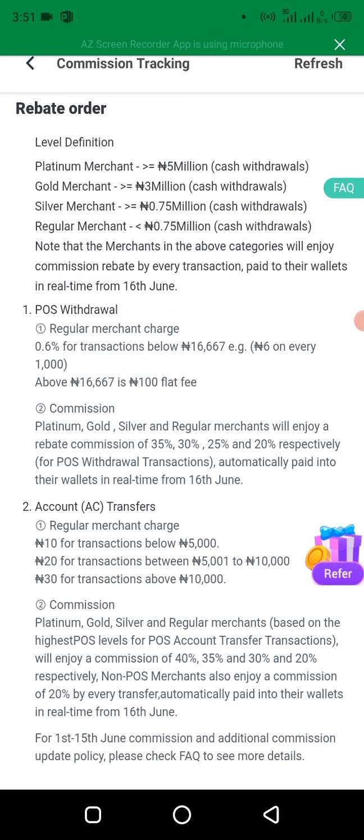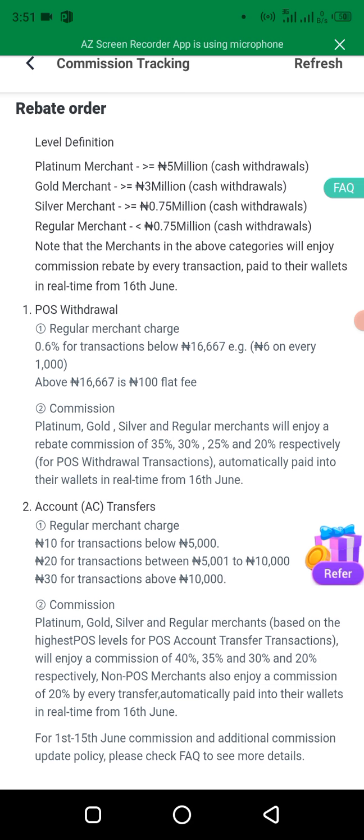For transfer, regular merchant charge is 10 naira for transactions below 5,000. So if you transfer 4,900 or 3,000 or 2,000, Opay will only charge you 10 naira. Where other platforms will charge you 20 naira, 30 naira or so, Opay will only charge you 10 naira.